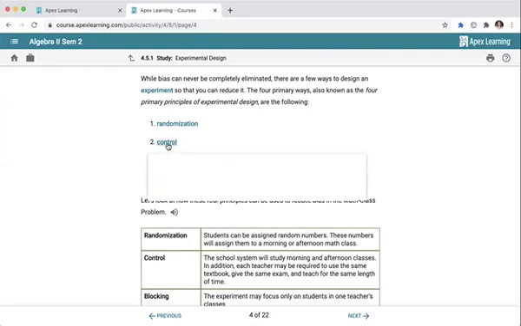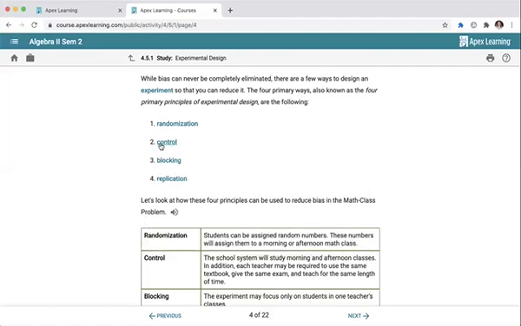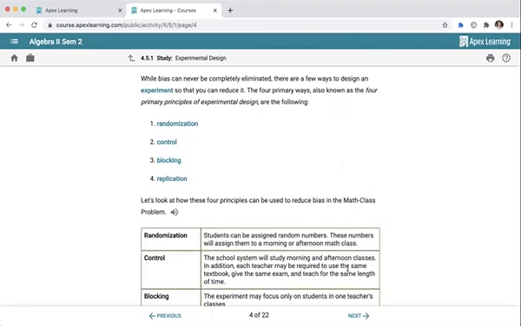Okay. Obviously, having a control, right? This is the thing that doesn't get the treatment, right? It's something to compare against. All right. Blocking. So blocking is talking about separating experiments into groups that are similar. Okay. And again, what that does is it tries to eliminate a lot of outside factors, okay?